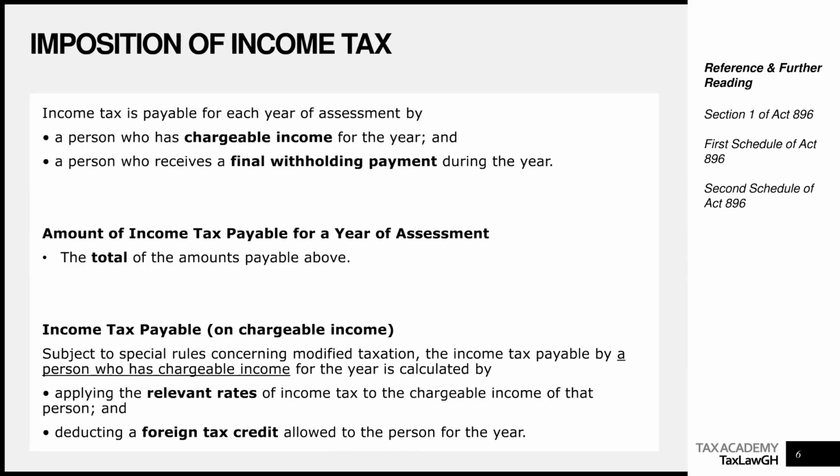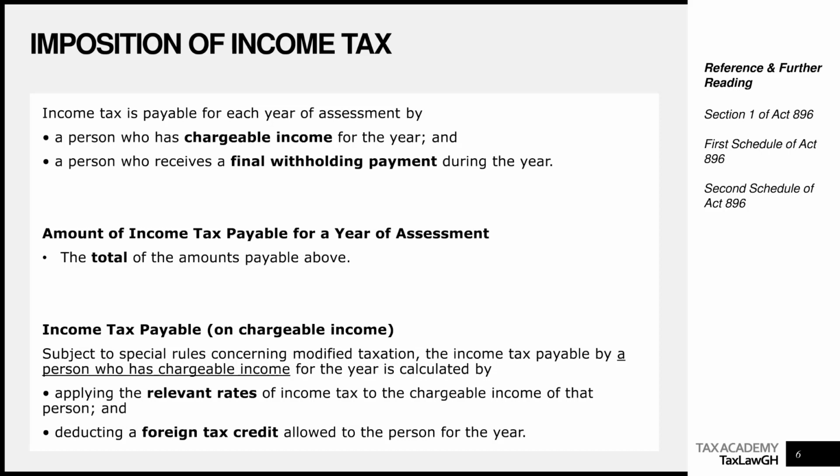Now let's come to another important concept, another important principle, which is the imposition of income tax. How is income tax imposed? Under our Income Tax Act, references on the right as usual. The basic takeaway point you need to have from here is that income tax is payable on 2 levels, generally, right, at the very foundational level. Income tax is paid by a person who has chargeable income for the year and a person who receives a final withholding payment during the year.